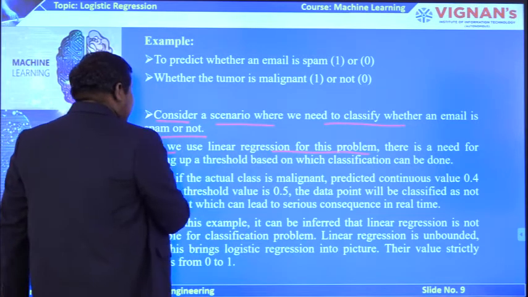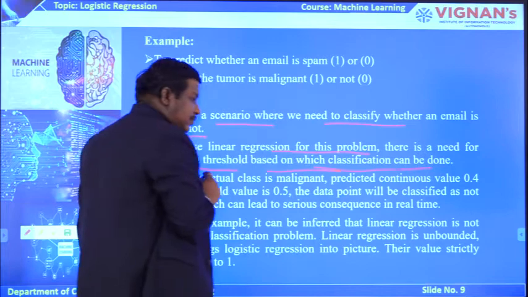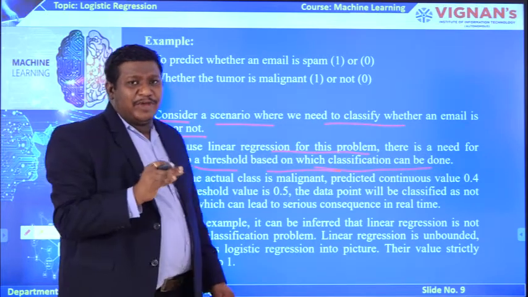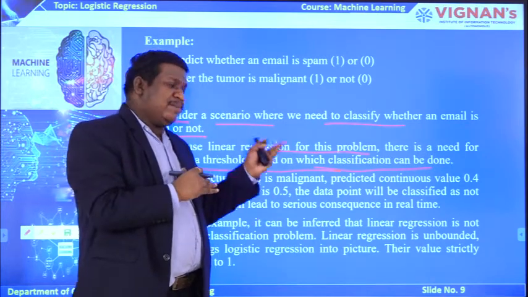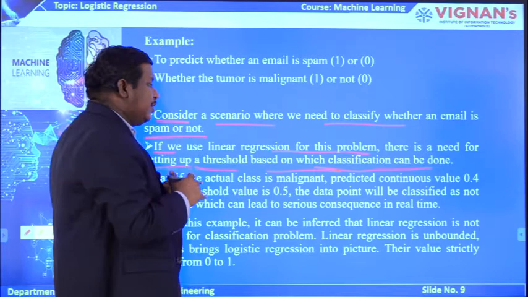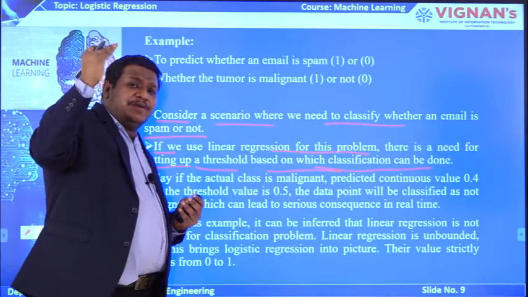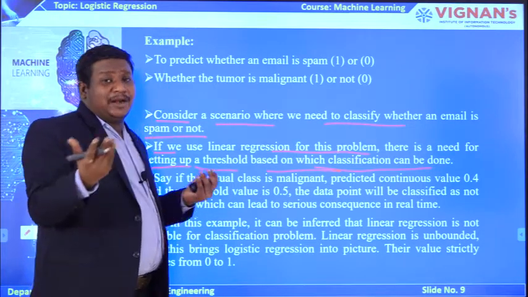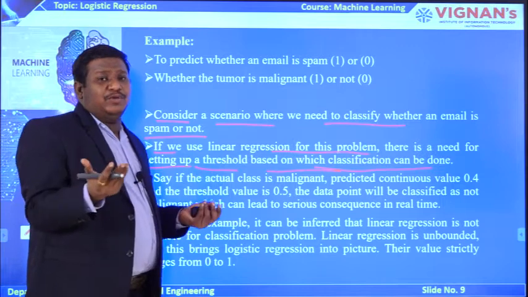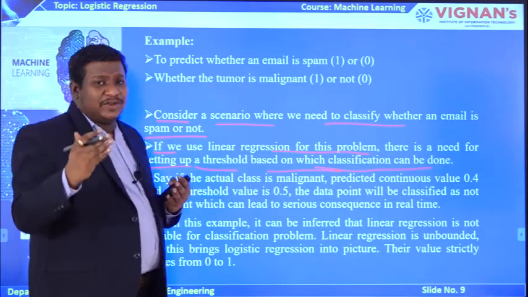There is a need for setting up a threshold based on which classification can be done. So, we need to keep a threshold value if we use linear regression on the same problem to classify the mail. If you fix the threshold value more than the actual value or less than the actual value, you may not classify the data the exact way you want. So, automatically the machine may make wrong choices.